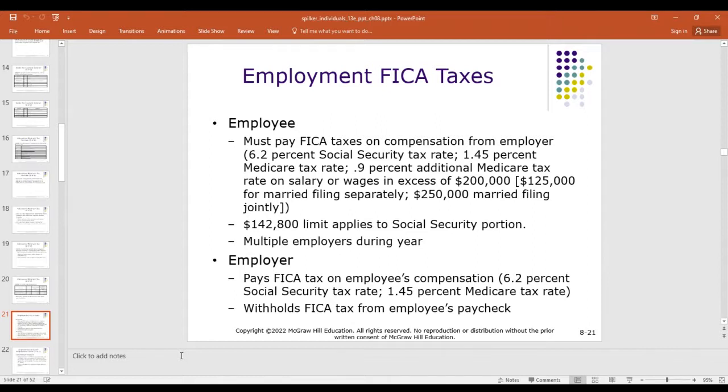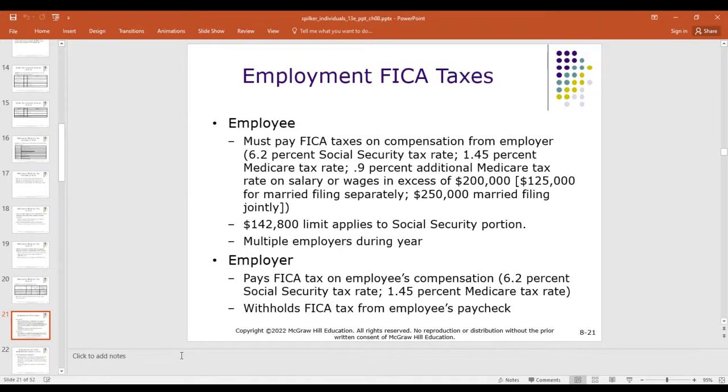So 6.2% on the first, I forget it off the top of my head. Where is it? 142. Actually, that's even higher, I think. I think they brought it up to 147,900. And I learned that at my tax seminar that I was at. So let's see. I think I wrote it down. Yeah, no, I didn't. All right. So for purposes in our book, it's 142,800 for 2021. There it is.